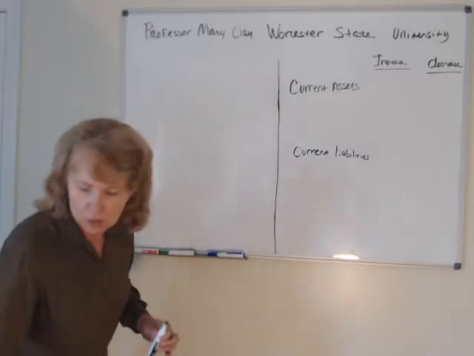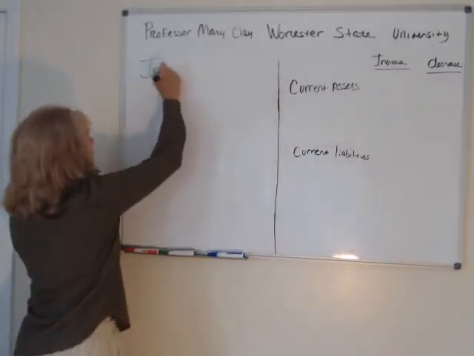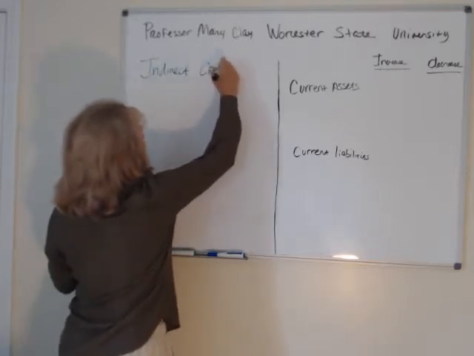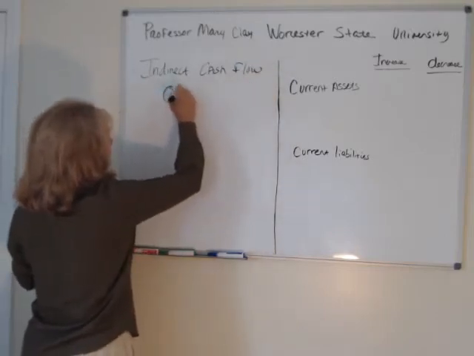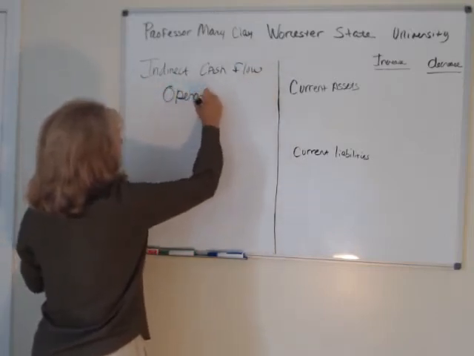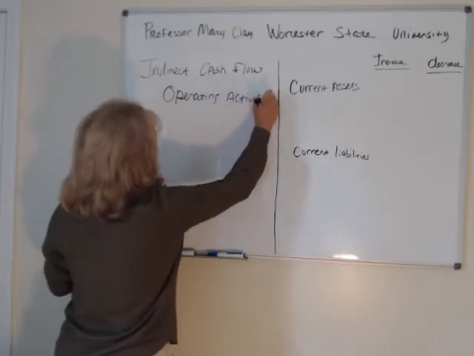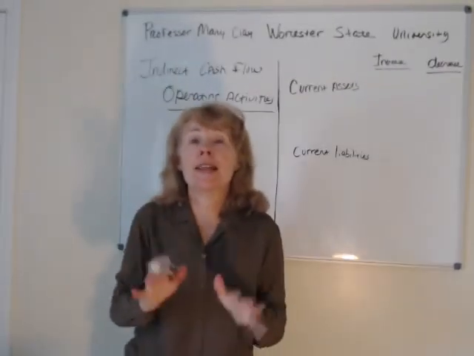Okay, so we're going to erase and we're going to label it indirect cash flow, operating activities. Okay, now this will be different than the direct.